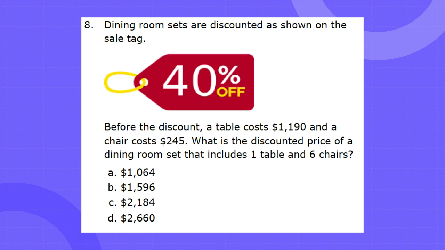All right, so first you can either go ahead and put a discount on both of them, or multiply 245 times 6 and then add that plus the one table, right? Okay, so either one. All right, let's start with the 245 times 6 and adding the table to it. If you do that, what is the total?